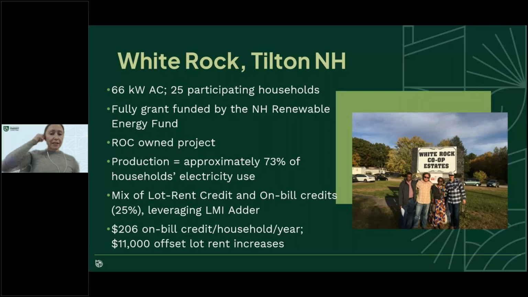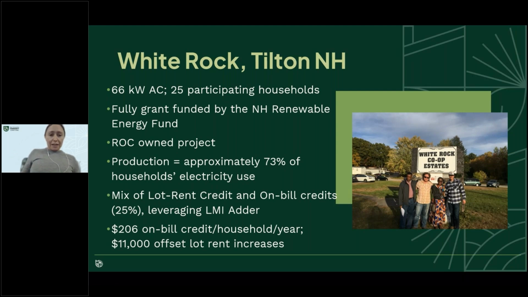This is a 66 kilowatt AC project with 25 participating households. This project was actually fully grant funded. It was the first project to be fully grant funded by the New Hampshire Renewable Energy Fund. And the terms of being fully grant funded are that you have to distribute at least 75% of the benefits of the project to low, moderate income residents, and this project is meeting that requirement. This project is owned by the cooperative, and it's producing about 73% of the household's electricity use in this park.